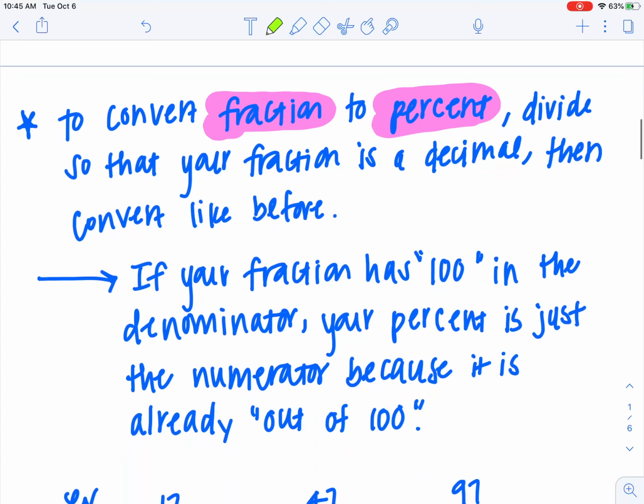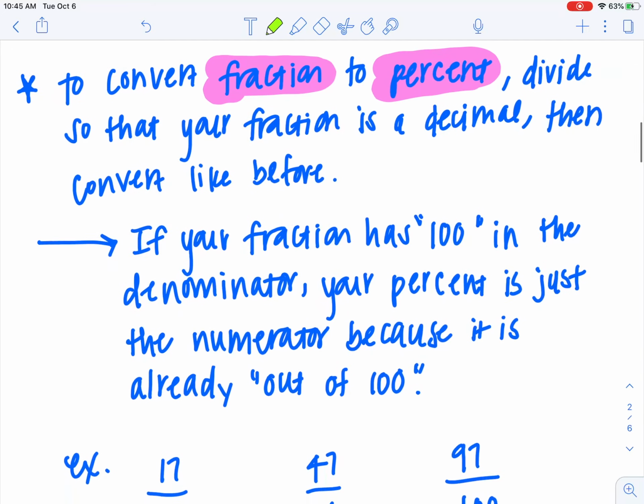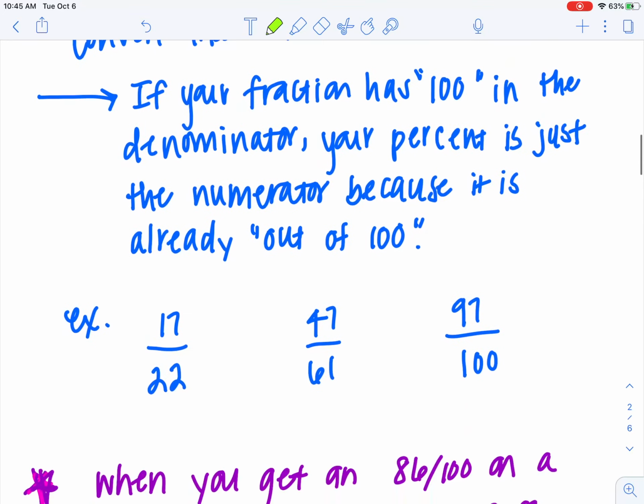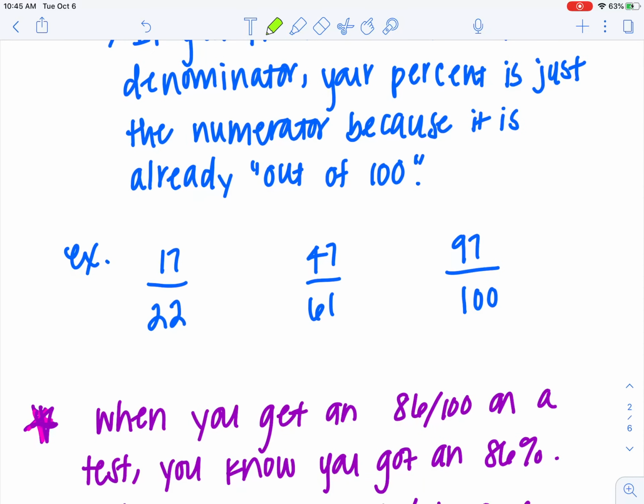All right, so then to convert a fraction to a percent, first you'll want to divide your fraction so that it becomes a decimal, and then you'll convert just like we did before. But with fractions, if your fraction has a 100 in the denominator already, your percent is just the numerator because it's already out of 100. So some examples for fractions.